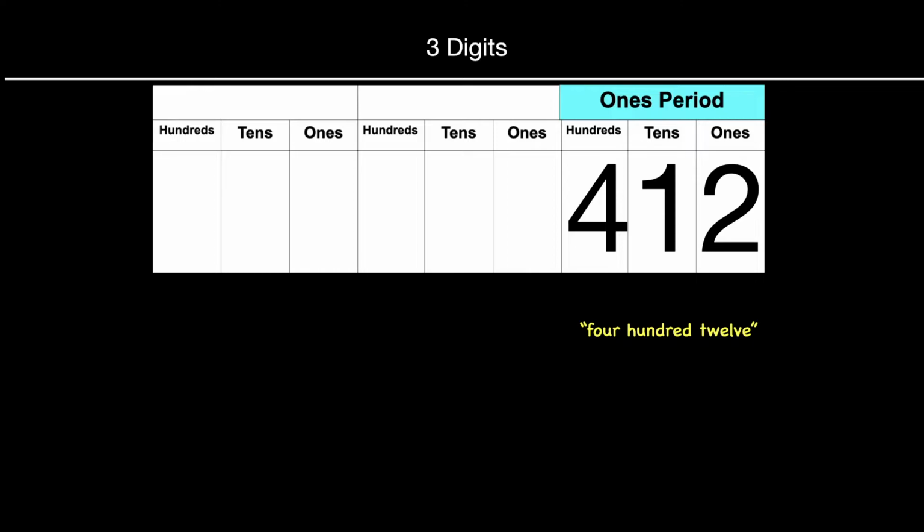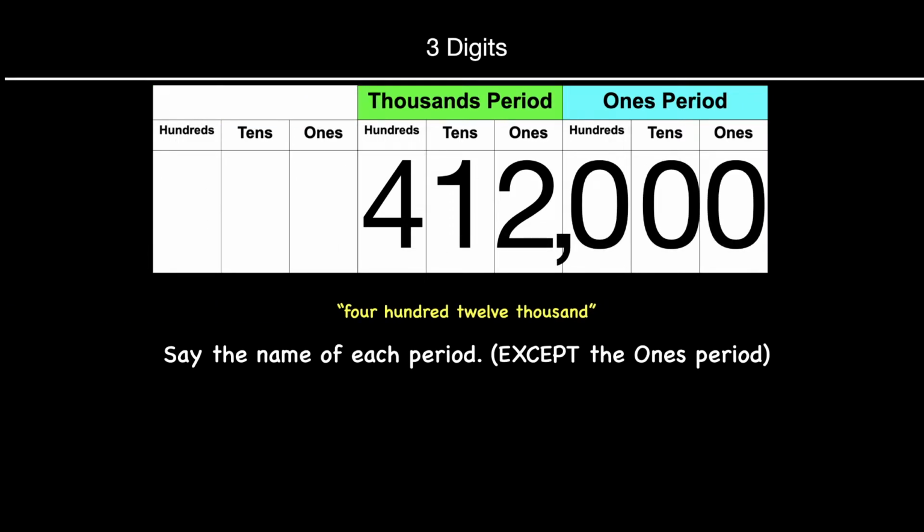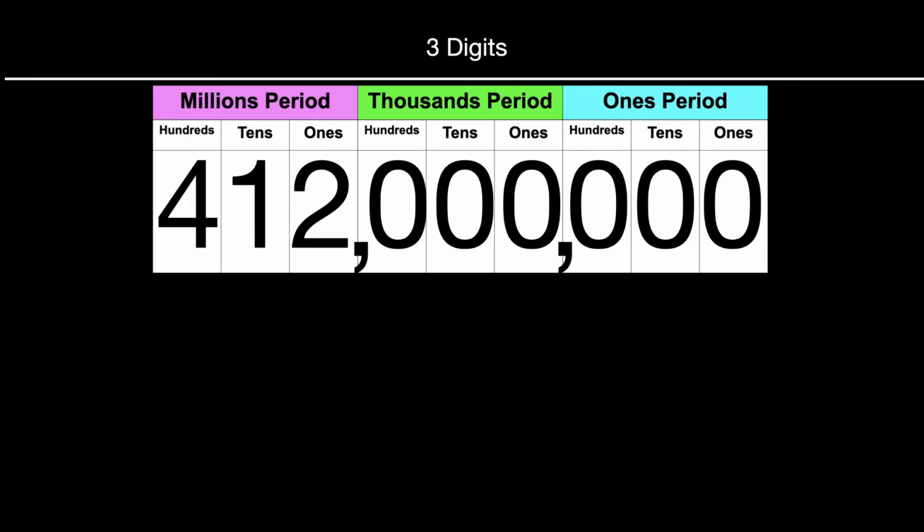All right, just look at it from another angle. That would be 412. If we take that same number and slide it over into our thousands, it would be 412,000. Now the question is, how do you know if it's the thousands period or ones or millions? And that's where the number of commas that you see and the number of digits that follow help you to know which period that you're in. And this would be 412 million.